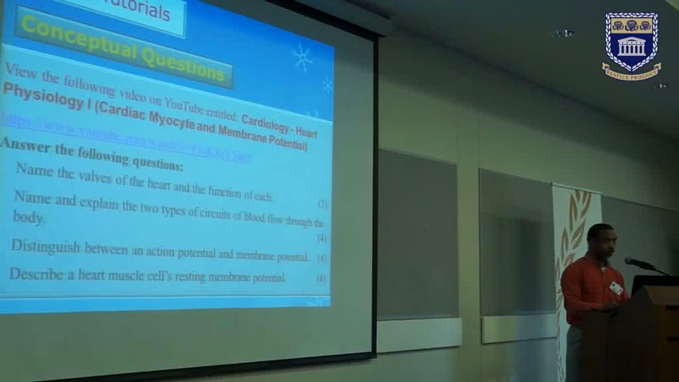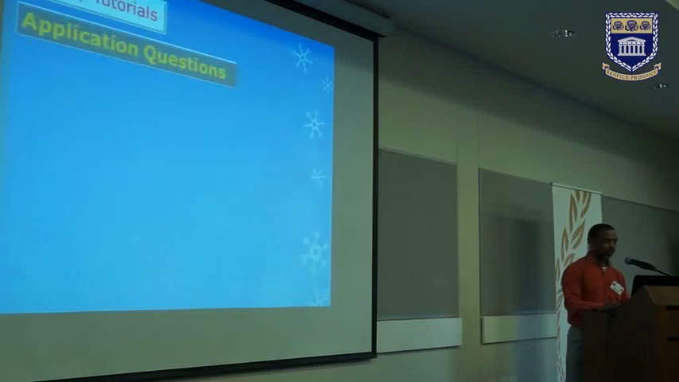For instance, name the valves of the heart and the functions of each. Name and explain 2 types of circuits of blood flow through the body. Distinguish between an action potential and a membrane potential, and describe the heart muscle cells' resting membrane potential. So give them some background.